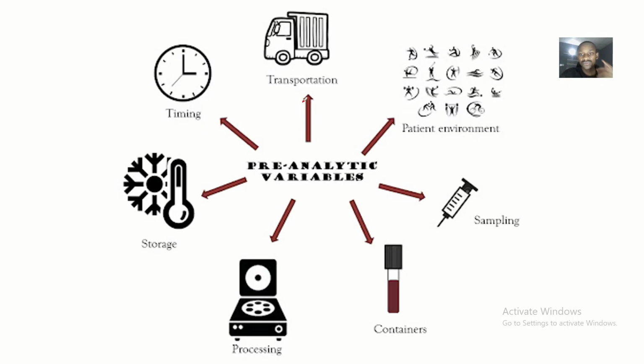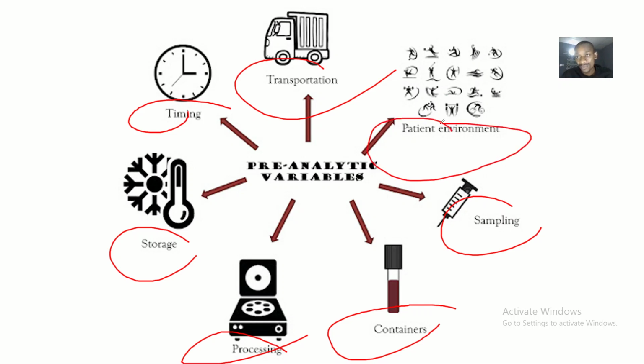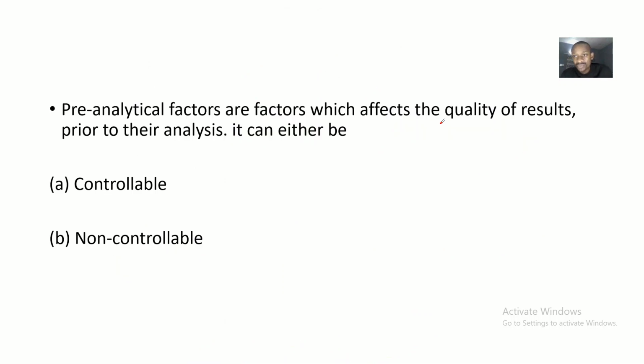You could see some of the pre-analytical factors like the transportation, the timing of collecting the samples, the storage of the samples, the way in which you process the samples, and the types of containers you use to store the samples. This is where you're having wrong anticoagulants. You can use a wrong anticoagulant for a wrong assay. Then sampling too. That's basically how you collected the sample, in what position was the patient, what was the size of the needle you used, and all that. Then also the patient environment too. So now let's look at these pre-analytical factors.